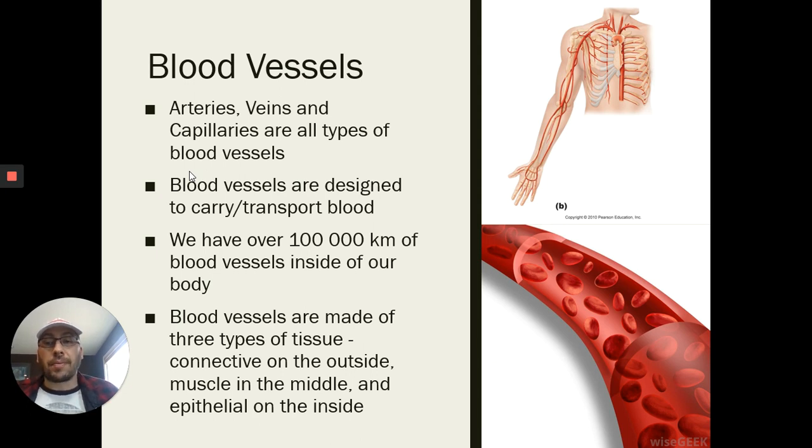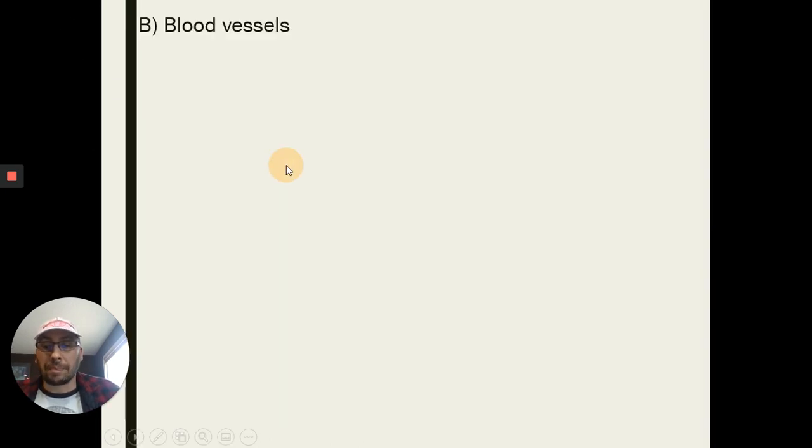Blood vessels are made up of 3 of the 4 types of tissue we talked about. So remember, there was nervous tissue, epithelial tissue, connective tissue, and muscle tissue. Blood vessels are made up of the muscle tissue, the epithelial tissue, and the connective tissue, not the nervous tissue. And that's the only set of tissues that are not there.